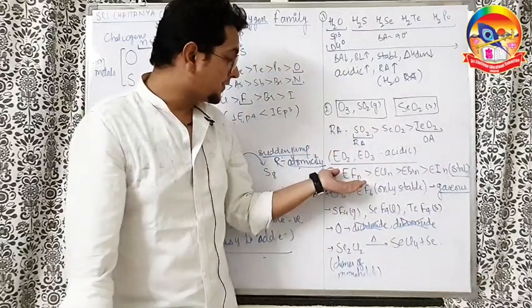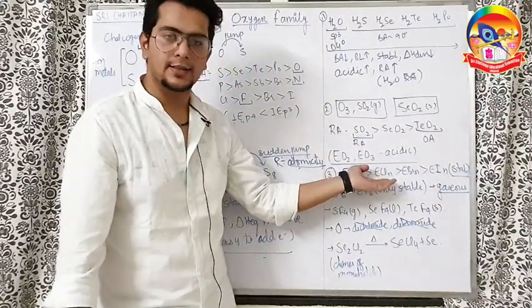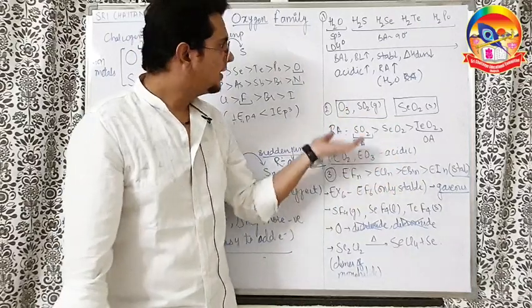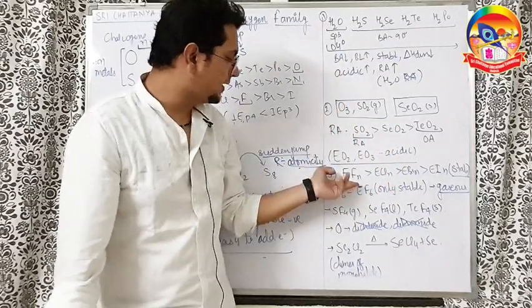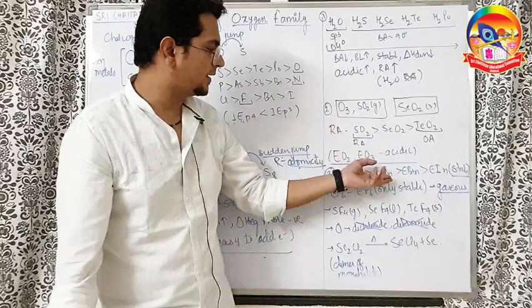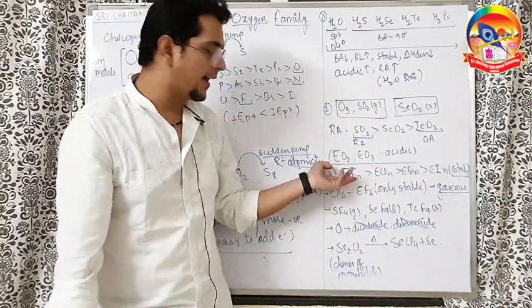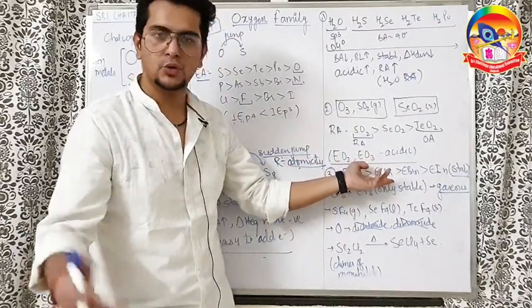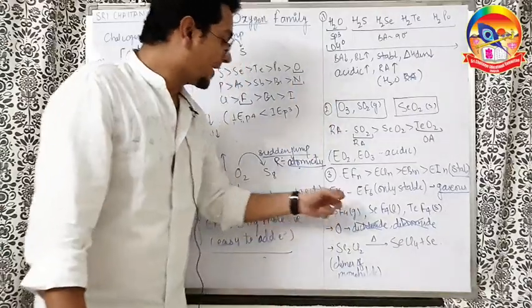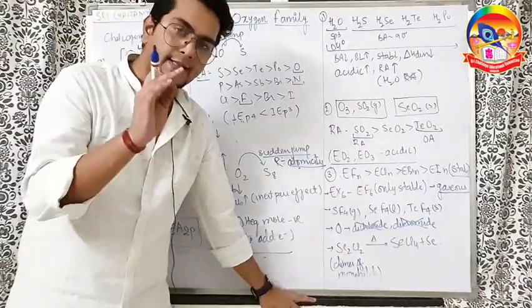That means SF6 is always more stable than SCl6, always. Same way we can take Te also. TeF6 is more stable than TeCl6, or TeF4 is more stable than TeCl4, and so on. Also, in the hexahalides, only hexafluorides are stable.